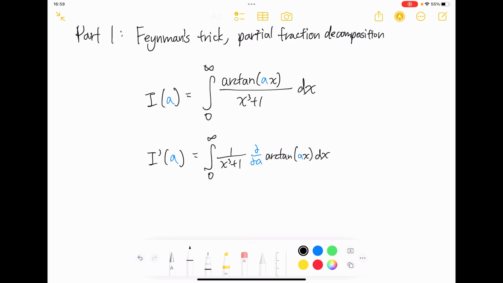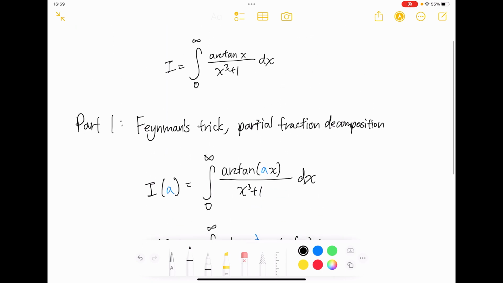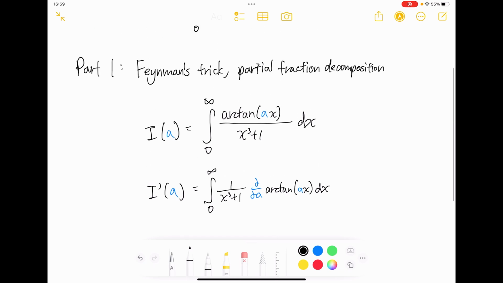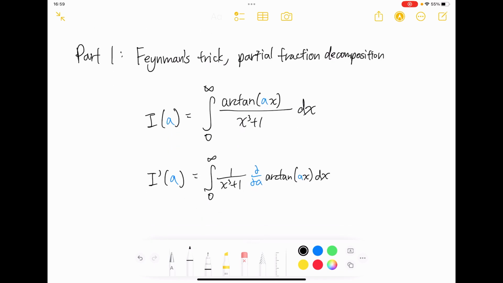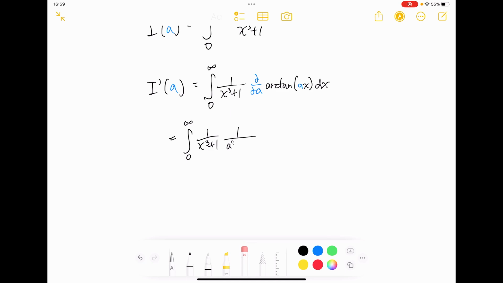Let's differentiate it. But first, just to say, because we've defined our function this way, our I right here is actually equal to I of 1. It should be easily seeable that it's I of 1, but just to clarify. Anyways, now we differentiate it. We're going to have 1 over x cubed plus 1. Differentiating arctan ax, we're going to get 1 over ax squared, which is a squared x squared, plus 1, times x, because of the chain rule.